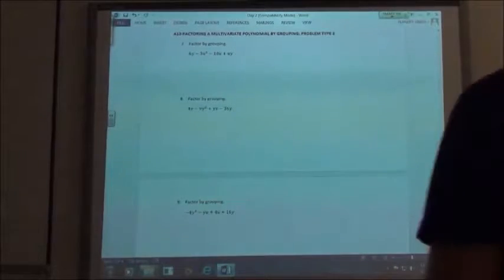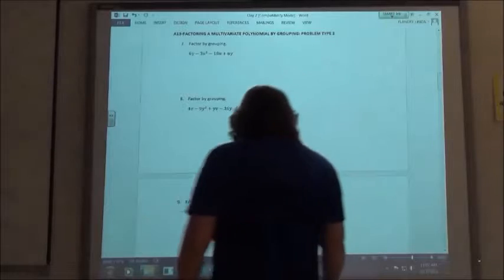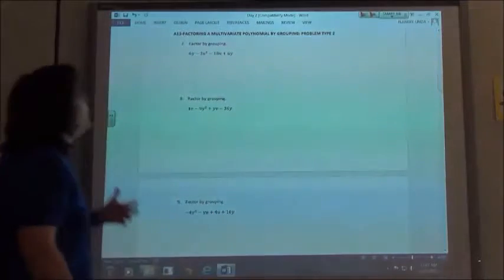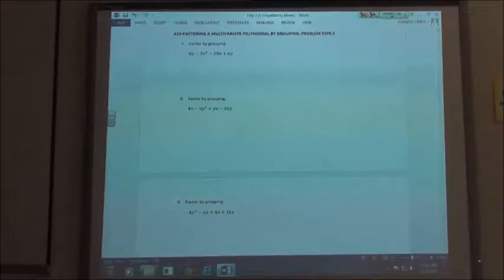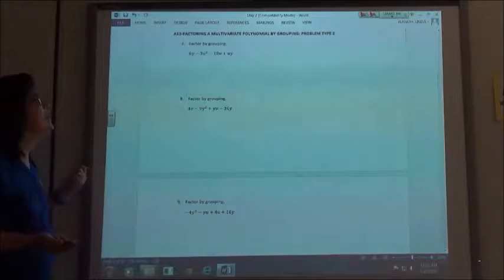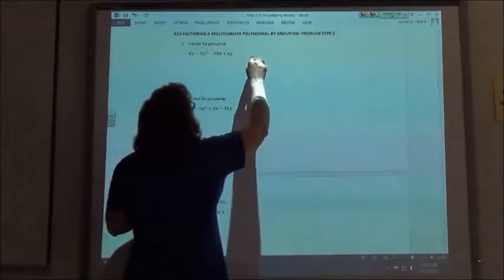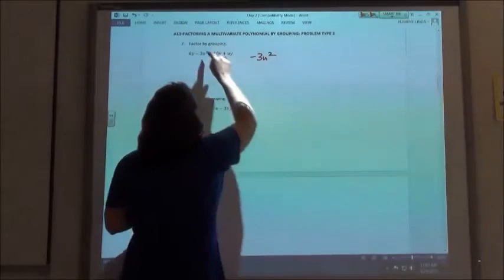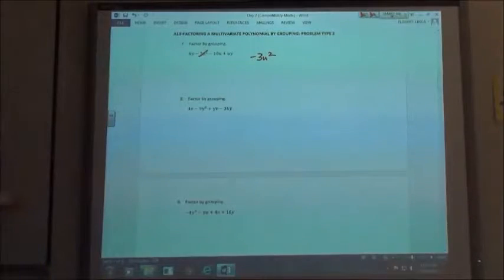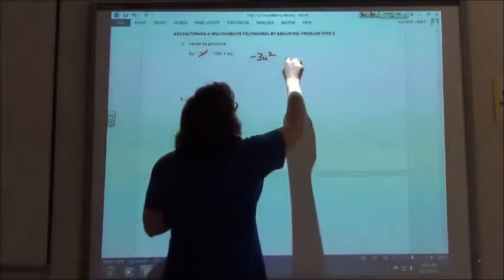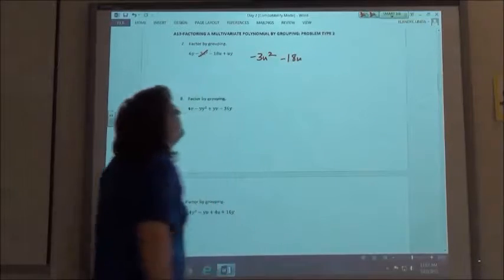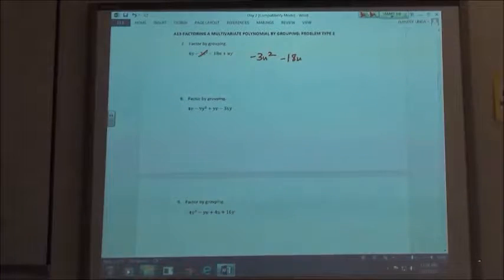The next three, 7, 8, and 9, are factoring by grouping. And when I factor by grouping, I can leave it in the same order, or I might want to rearrange it. I personally like to put it in descending order, so I like to start with the one with the highest exponent. In this case, I'm going to do the negative 3u squared, and I'm going to group it with the one that I think has the most in common with it. So in this case, I would use the negative 18u, because it has both a number and a variable in common. So out of those two, I want to take out my greatest common factor.